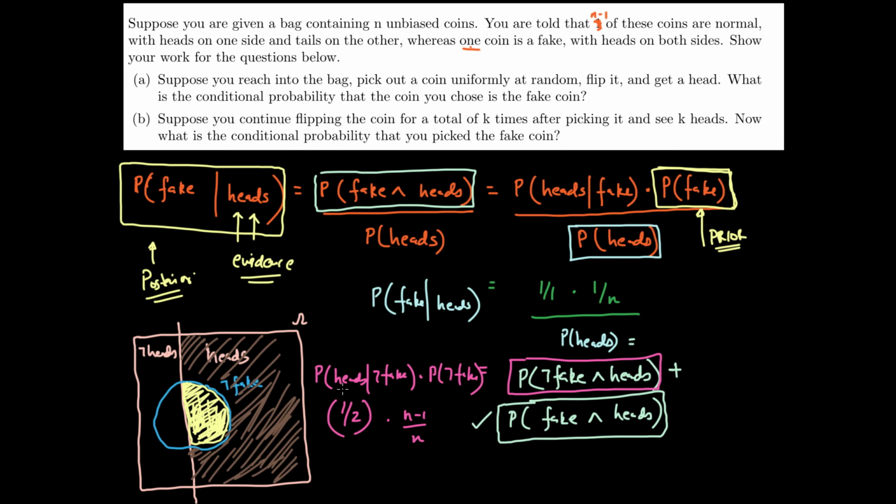So you have all the data that you require for the pink piece, which is this piece over here. You have everything that you require for the blue piece. The blue piece is nothing but 1 times 1 over n, and you have everything in the numerator as well, which is 1 times 1 over n. So you have everything that you require to calculate the probability of fake given heads.